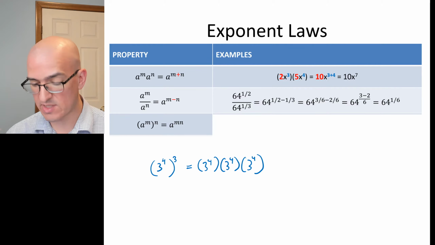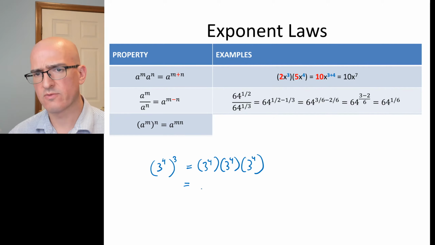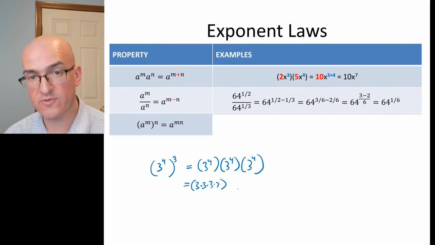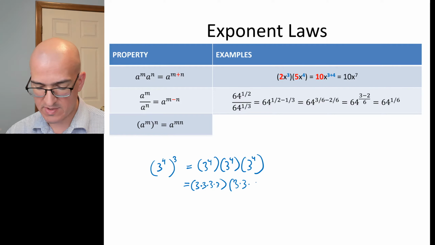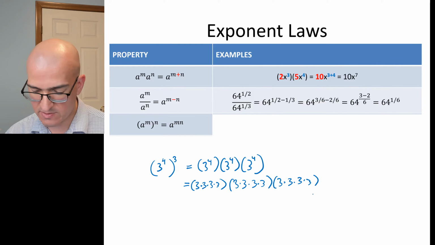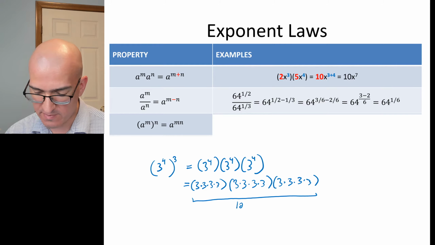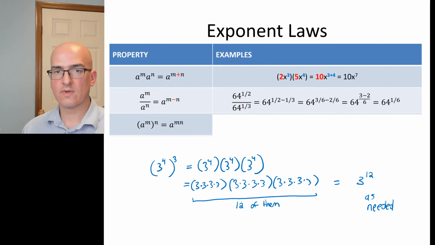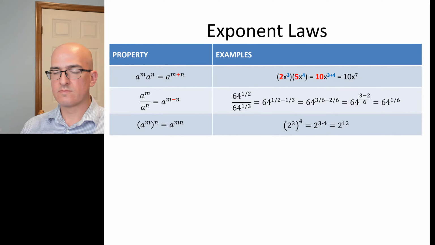Now I'm going to take each of those and expand them, or not expand them, but rewrite them. So 3 times 3 times 3 times 3, that's the first 3 to the 4. 3 times 3 times 3 times 3, that's the second one. And then 3 times 3 times 3 times 3, that's the third one. How many do we have? We have 12 of them. So we can say this is 3 to the power of 12 as needed. Well, that's almost the same example.